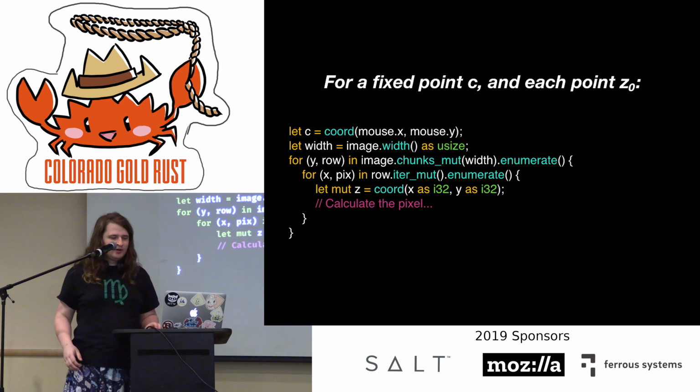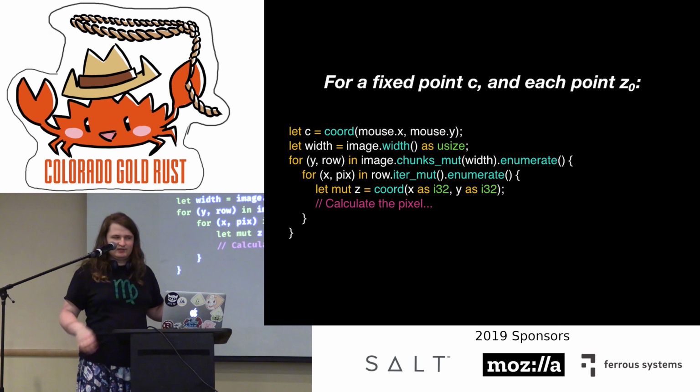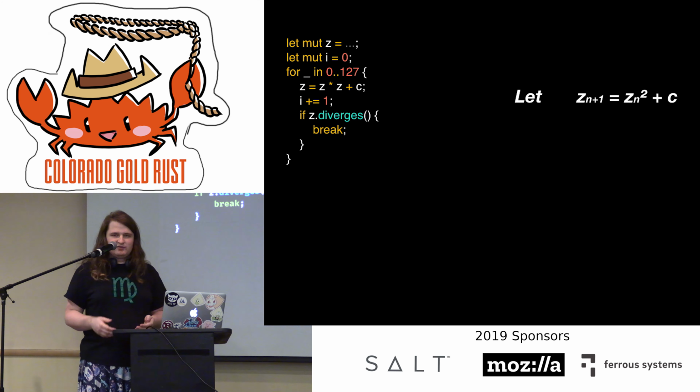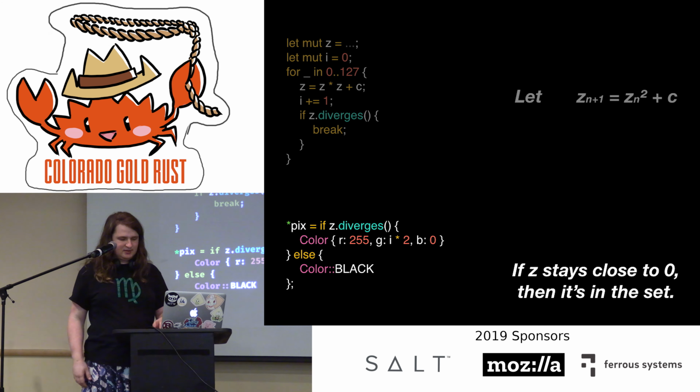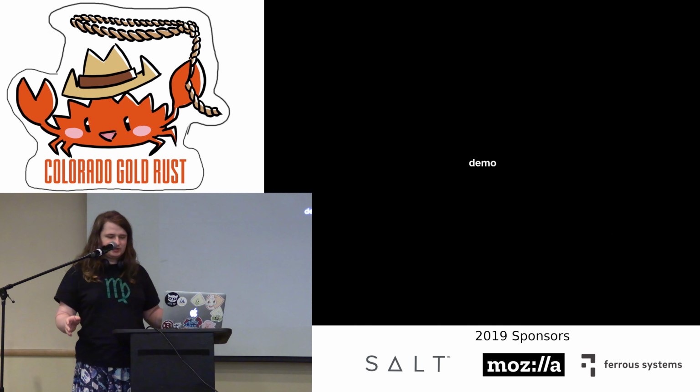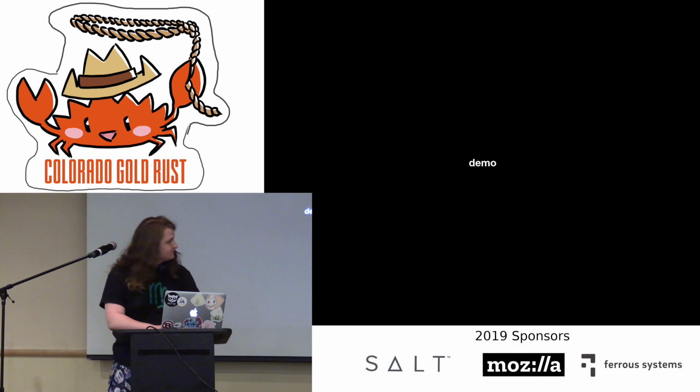In code, you can see again, we're looping over, so this is gathering. And we've got this loop inside for each point. We want to square it and add, and square it and add, looping and keeping track of how it behaves. And then, like we said, if it stays close to 0, we color it black. If it diverges, runs away, then we color it based on how it acted. Now let's take a look at what that ends up doing.